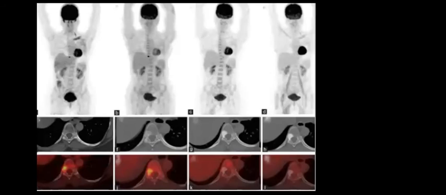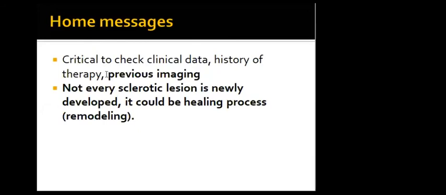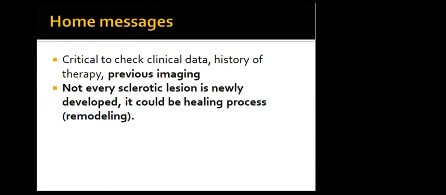Is it clear? So these are the take-home messages that you should know: there is something called complete metabolic response, and there is something like bone marrow hyperplasia or flare phenomena, which is increased activity after the treatment. Also, most important, check the previous imaging, and if you find a sclerotic lesion or lytic lesion, maybe the sclerosis happened as a healing process. So check carefully, especially if this patient has, yeah.